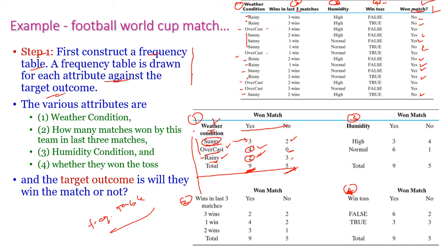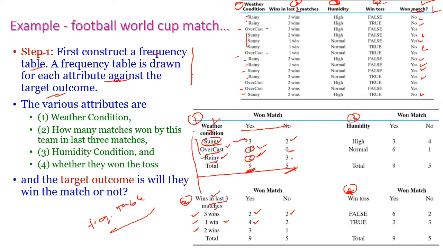Okay, likewise we need to compute wins in last 3 matches, that is the second attribute. Here also we have 3 different categories: 3 wins, 1 win and 2 wins. When it comes to 3 wins, 4 records are there. Here 2 lie on the yes side and 2 lie on the no side. And when it comes to 1 win, 6 records are there.